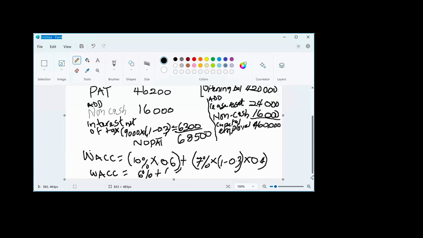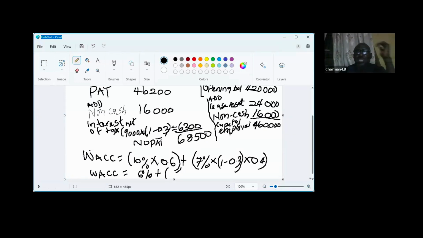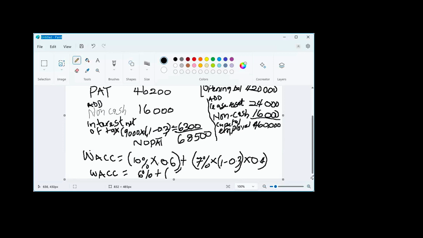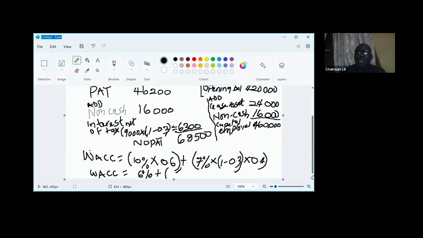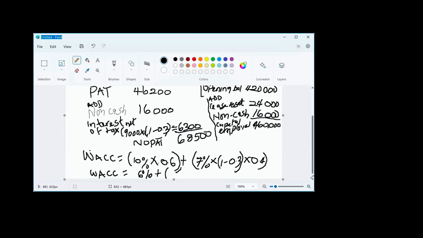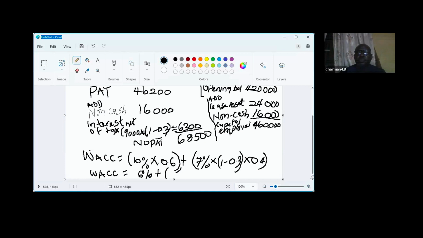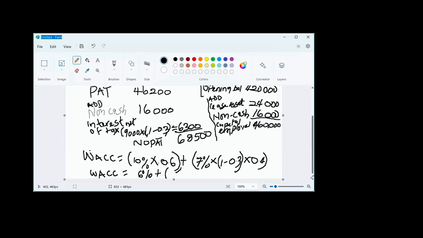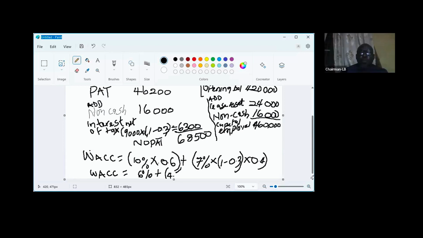Brackets. Now, please, we are going to do this first: 1 minus 0.3. What do you have? That will give you 0.7. Now, that 0.7 multiplied by 7, what do you have? 4.9%.